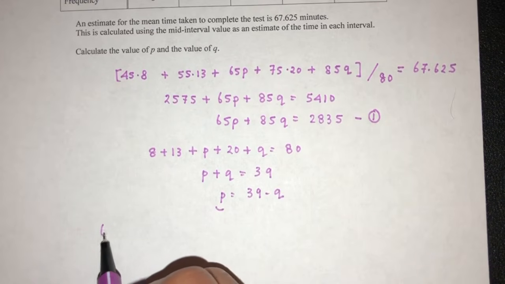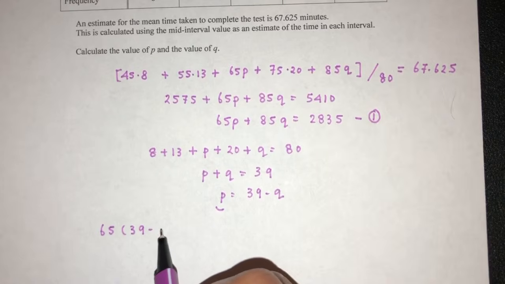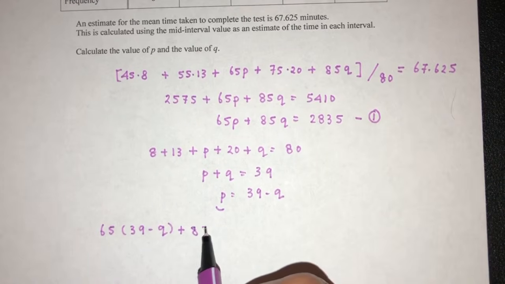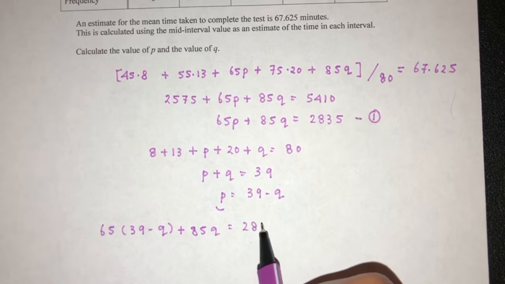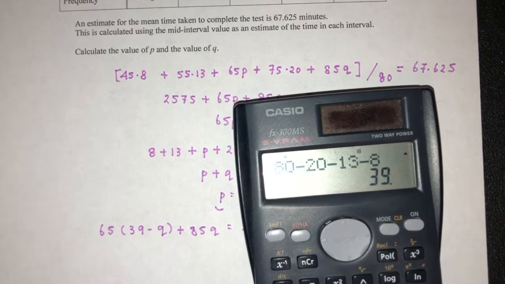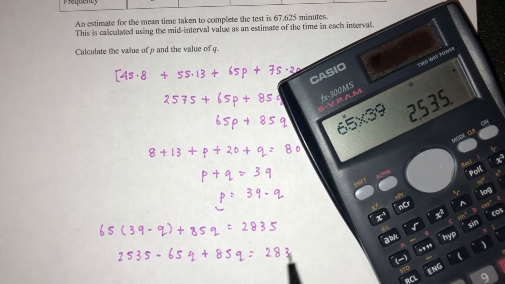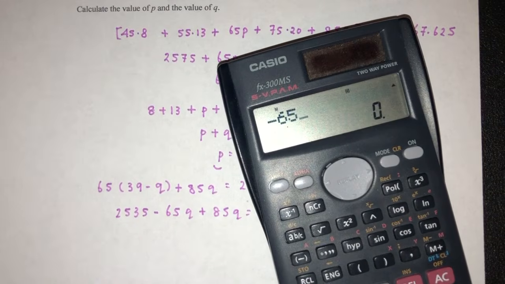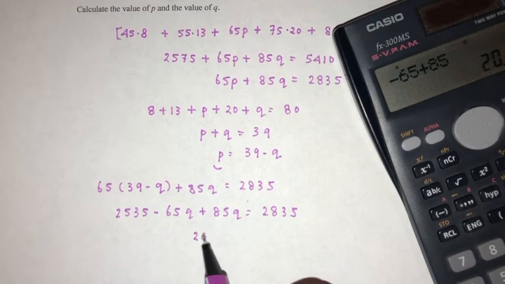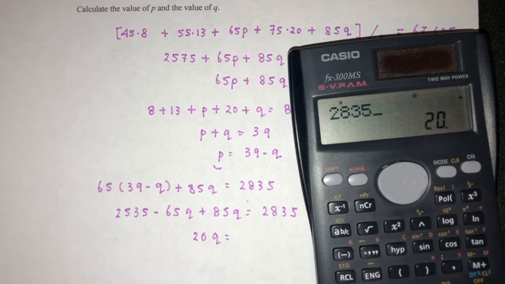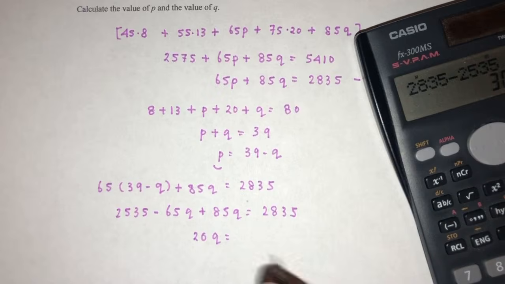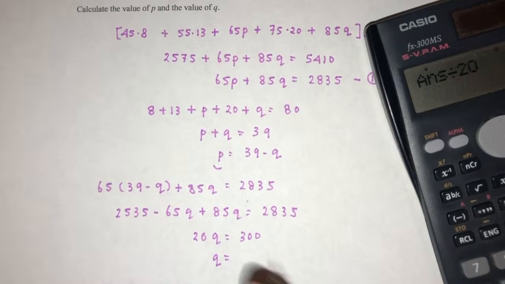Replace back in here, you will have 65 times (39 minus q) plus 85q, that will be 2835. So 65 times 39, that will be 2535 minus 65q plus 85q, that will be 2835. Simplify. So minus 65 plus 85, that will be 20. 2835 minus 2535, that will be 300. So q will be divided by 20, that will be 15.